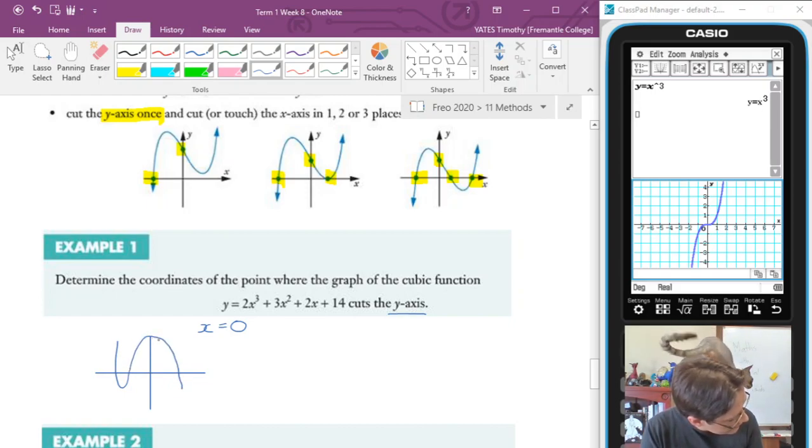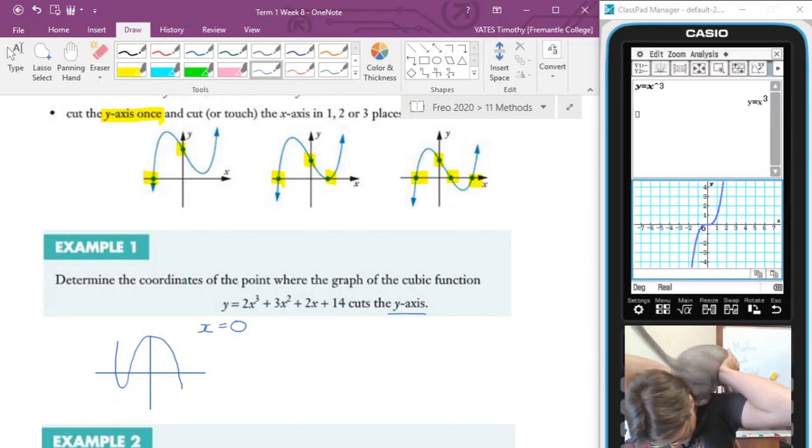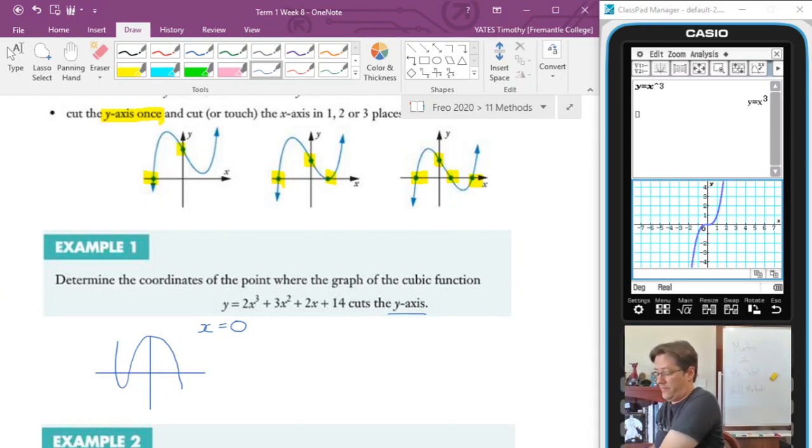What are you doing, Kat? You trying to get down? Or are you just having a look? Okay, let's get off. There we go.